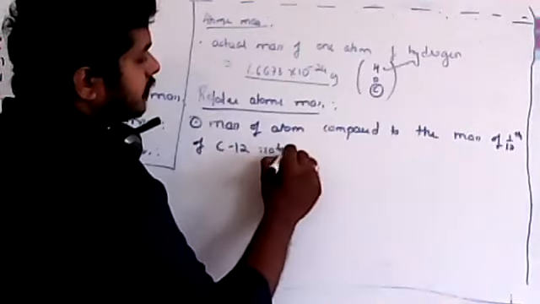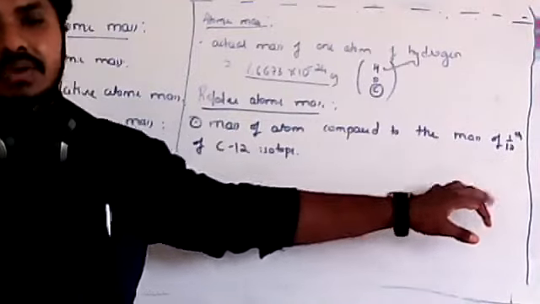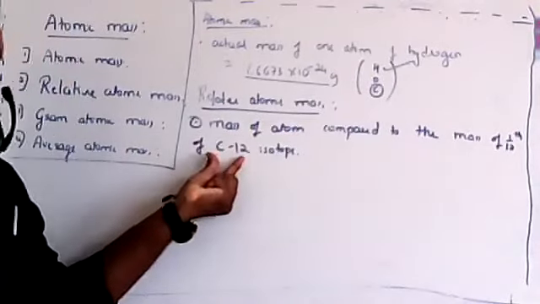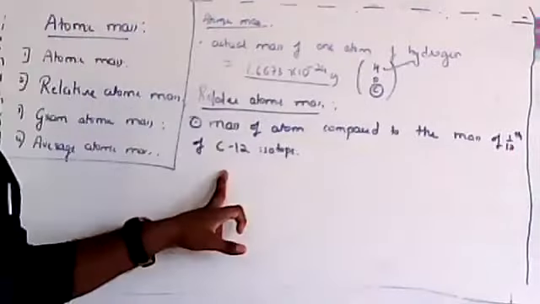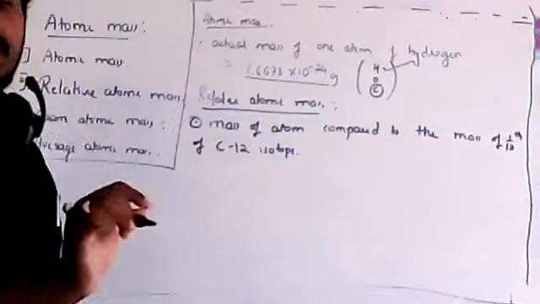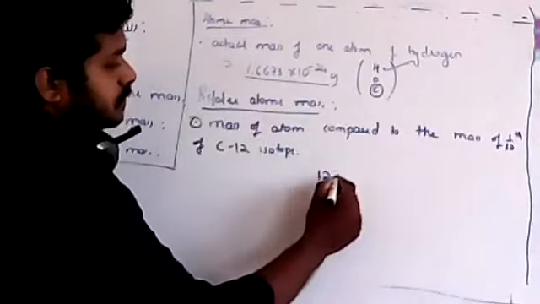Now you might wonder why we have to divide this by 1/12. While comparing with the carbon mass, why do we not directly compare with carbon-12 only? Why do you have to compare with 1/12 of the carbon? Because when it was measured, one atom of carbon was weighing 12 times heavier than this one. Okay, 12 times heavier.